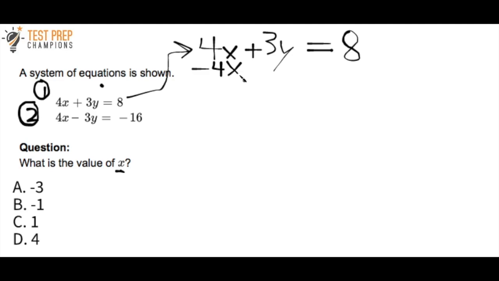So I have 4x plus 3y. I want to get rid of the 4x, so I need to subtract it from both sides of the equation, which will leave me with 3y equals 8 minus 4x.